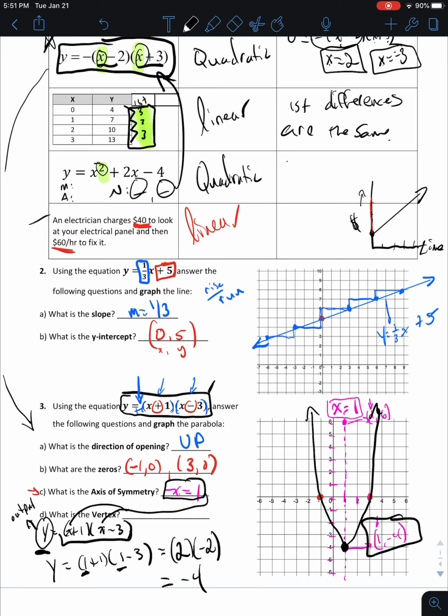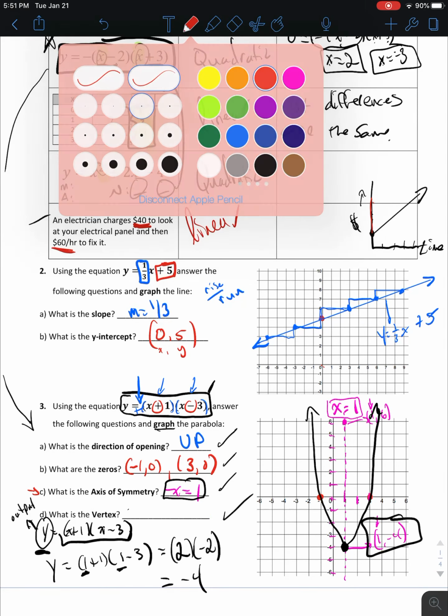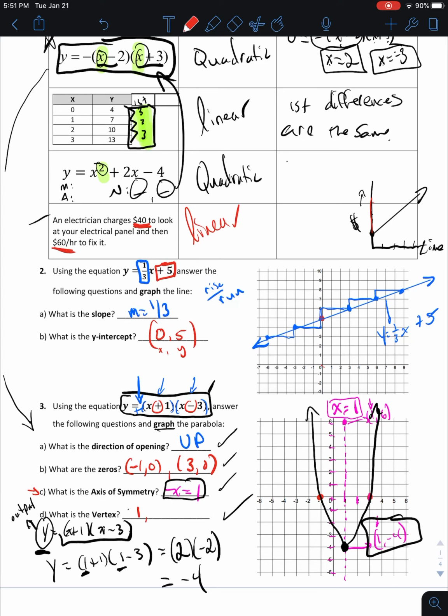So I can connect the dots, and there is my parabola completed. Everything's drawn. It says graph and answer the questions, which I've done. A, B, C, and D. So, one more thing would be to actually state what the vertex is, which would be (1, -4).